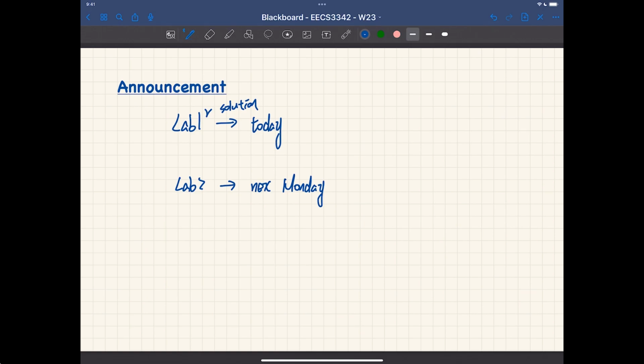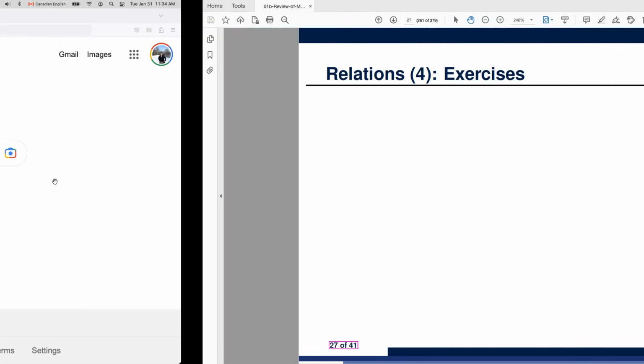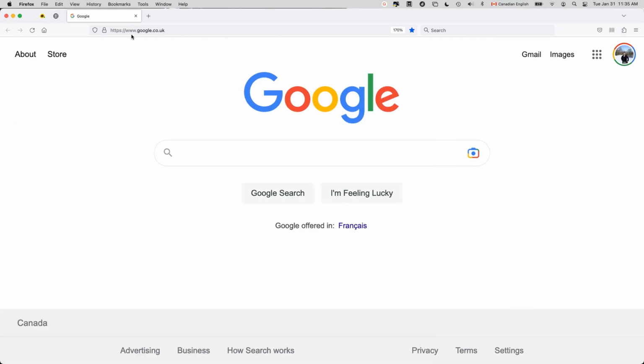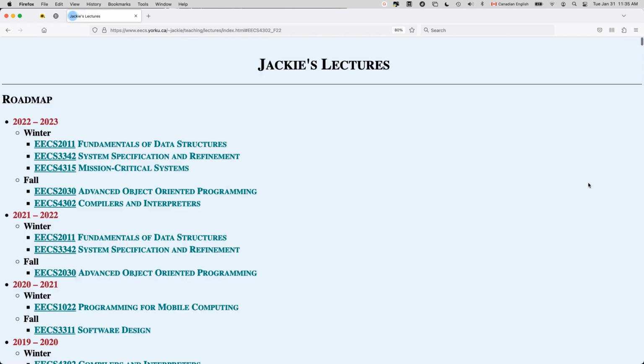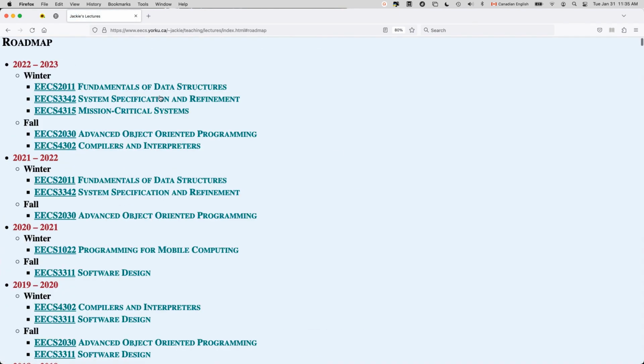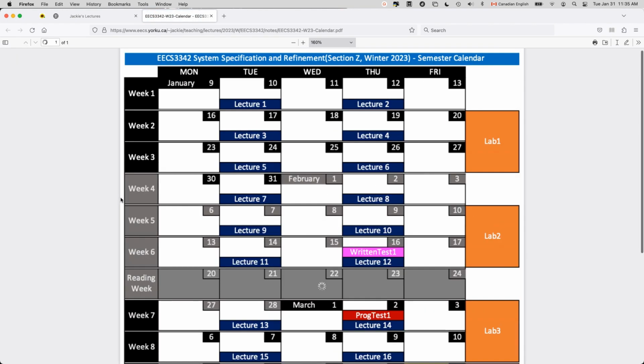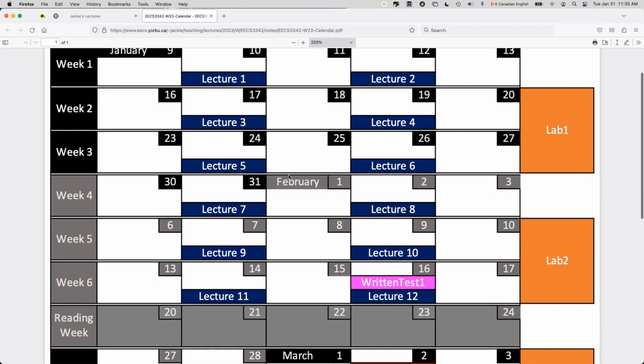And for your written test number 1, just to look ahead, okay? Let's now review the course calendar together just to get some expectation. If you look at the semester calendar over here, we are now here today. Your written test number 1 is upcoming right before the reading week on February the 16th. The date is fixed, okay?